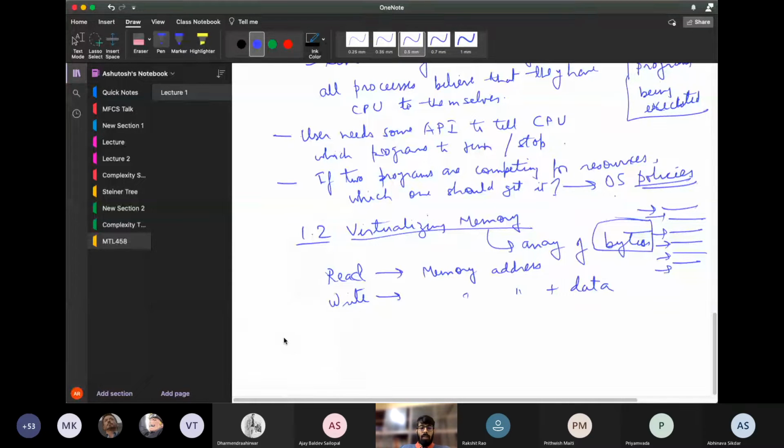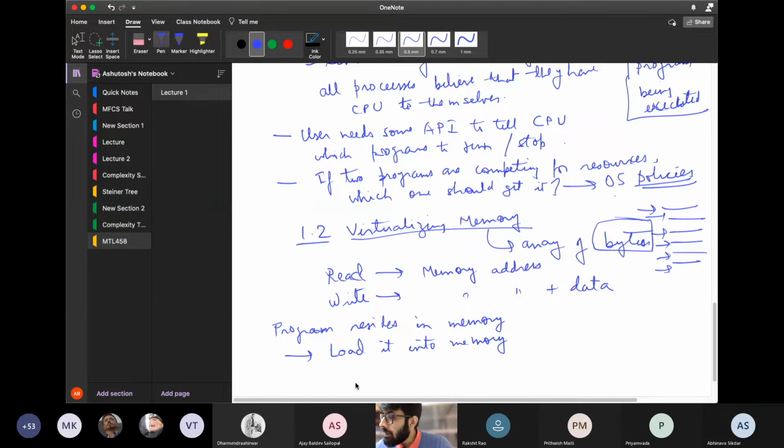So what happens when we run programs, right? First thing, even the program resides in memory. So even to run a program, which does not have anything directly to do with memory, we need to load it into memory. Okay. And then we need, and then we perform maybe some arithmetic.